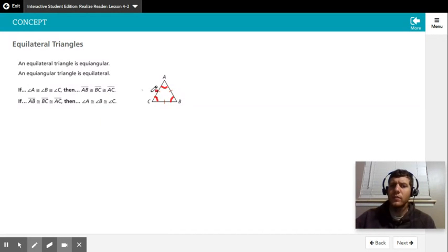Okay, and the angle measure for each of these angles would be 60 degrees, right? The three angles of a triangle have to add up to 180. So we'd have to do 180 divided by 3, and that would give us 60 degrees. So all three of those angles would be 60, 60, and then 60.